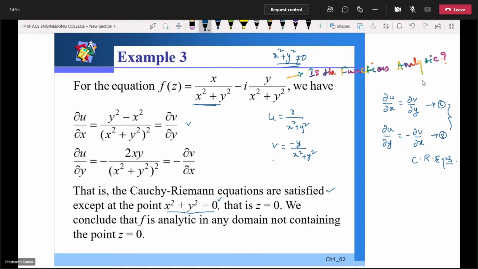Therefore, we conclude that f is analytic in any domain not containing the point z is equal to 0. What is this z is equal to 0 point we call? Do you know, the last class I told you.